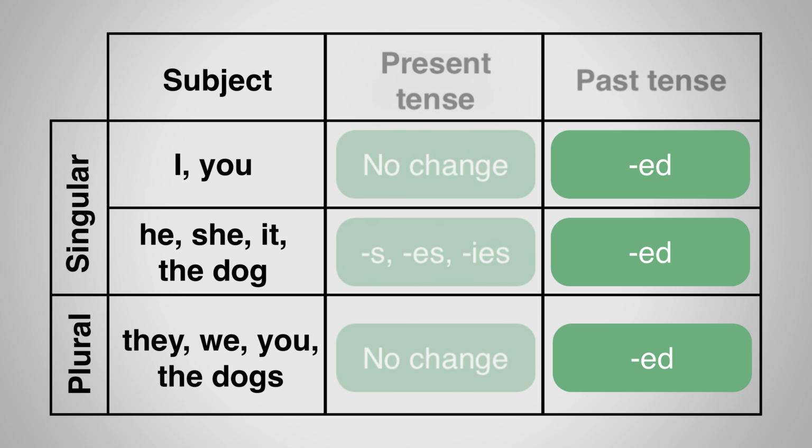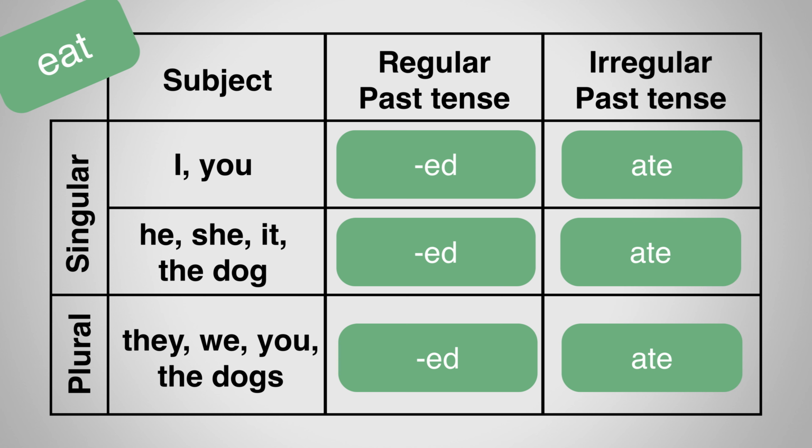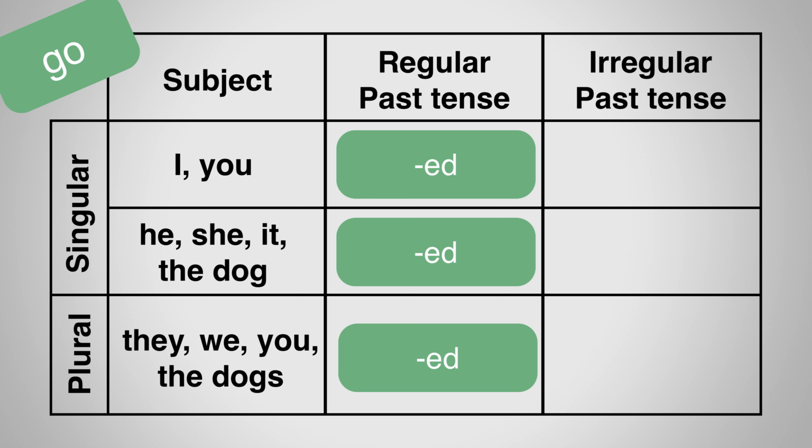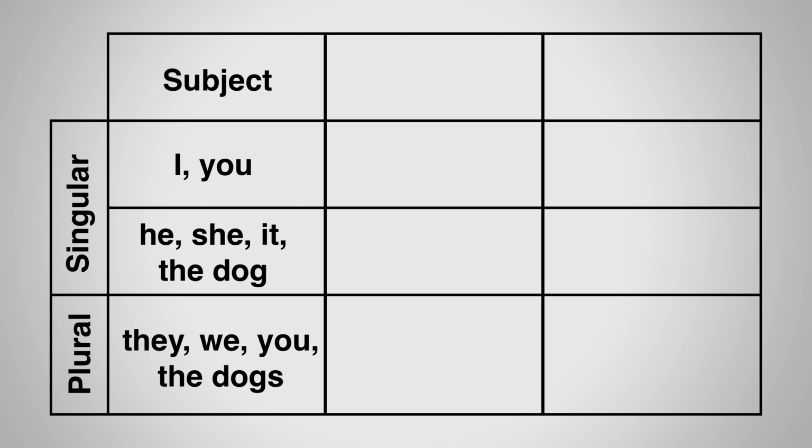But what about irregular verbs in the past tense? Well, these won't follow the pattern of adding ed, but will usually be written the same whether the subject is singular or plural. For example, take the irregular verb to eat. In the past, we would say, I ate, it ate, we ate. Or what about the verb to go? Well, again, in the past tense, we'd say, I went, it went, they went. This is just an example of two irregular verbs. There are many others which you'll need to remember.